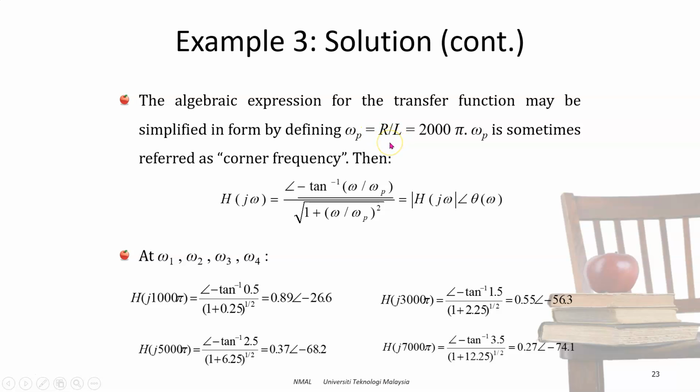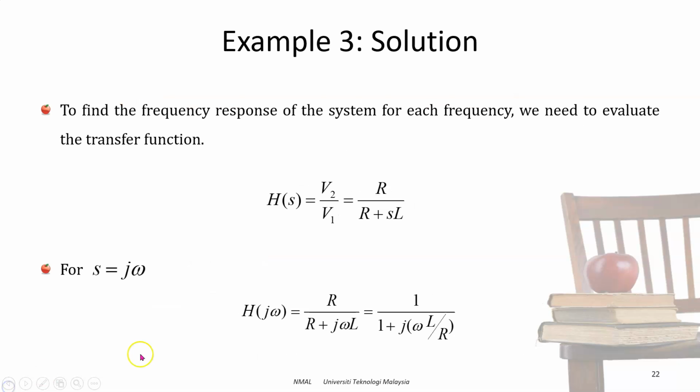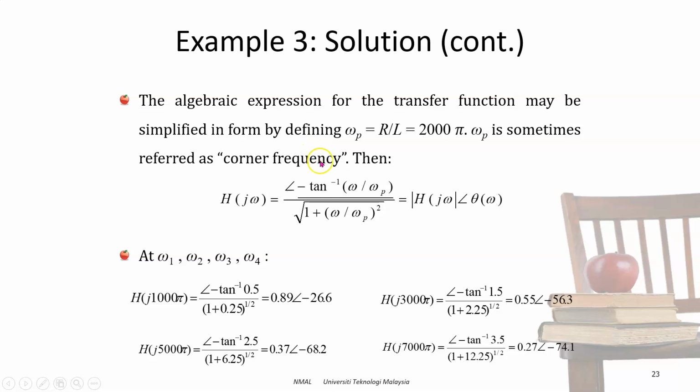So it's up to you. If you don't want to do this, it's okay. You can just use the original transfer function that you have derived before, which is in terms of this. And then the phase angle is the arctangent of omega divided by omega p, divided by the square root of 1 plus omega divided by omega p squared.